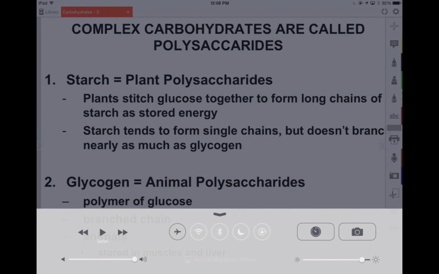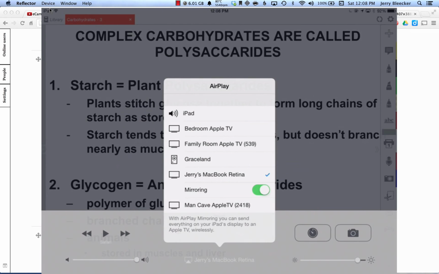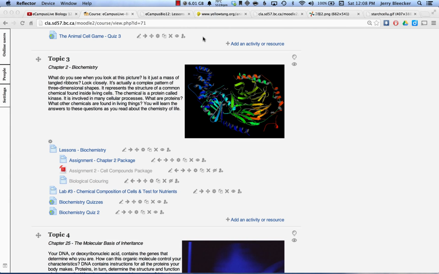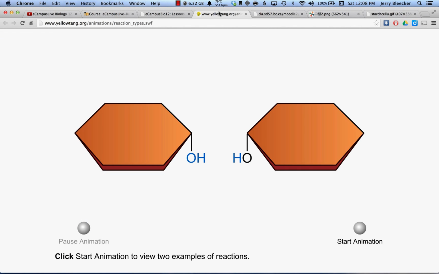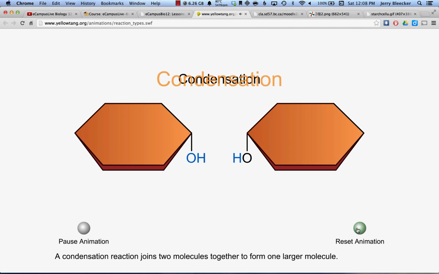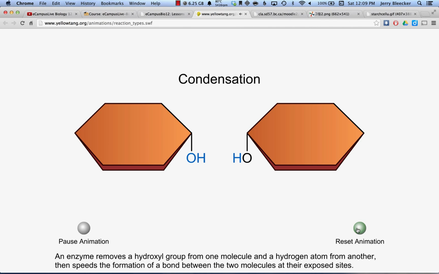So I just want to pause, just remembering something here for you folks, that I wanted to show you on the course site, the synthesis here. Before we get too far into polysaccharides, let's see how those polysaccharides come together. Now, here's a nifty little animation. I'm just going to mute that to show the condensation synthesis of two hexose sugars coming together.